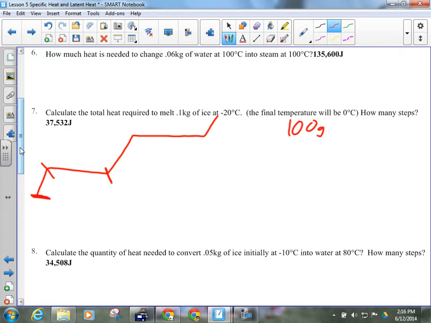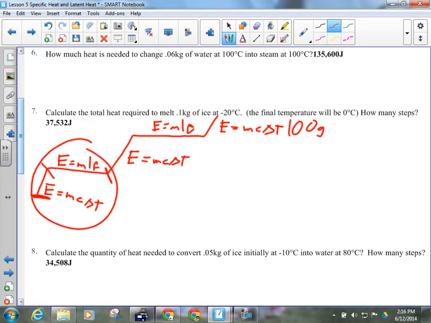What we have to remember now is anywhere where the line is going up, I use E equals MC delta T. Anywhere where the line is flat, I'm using one of my E equals ML formulas. In this case, I'll be using the latent heat of fusion because I'm melting the ice. The latent heat of vaporization is for up here. This section of the graph is E equals MC delta T, as is this section. So this one has only got these 2 steps.